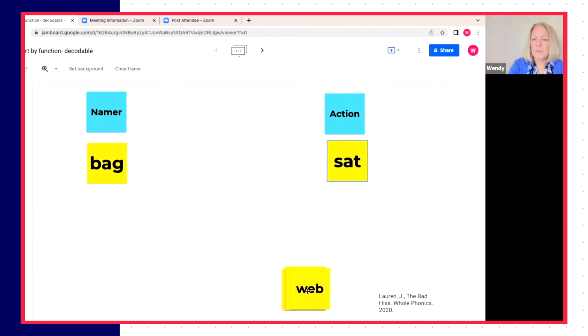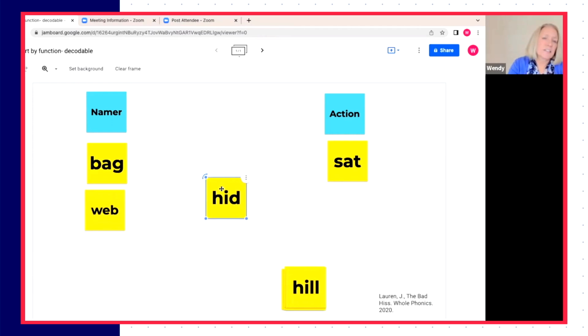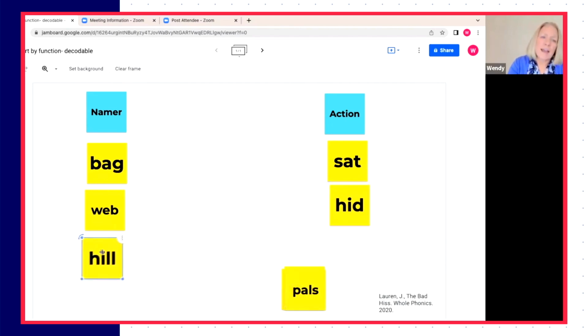So here we have the word web straight from the story. It's a namer. I would slide it over there. Here is another word from the story, hid. A student can decode it and then decide it's an action and slide it over here, and so on and so forth. Sorting out the various Post-it notes.